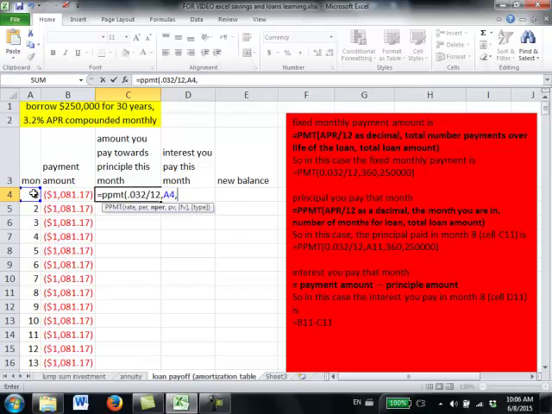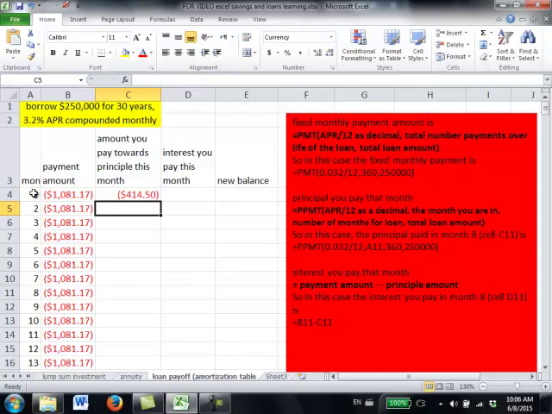And then I'm going to enter the number of months of the loan again, which is 360, and finally the total amount of the loan again, which is $250,000. And again, I press enter. It says during month 1, I pay $1,081.17, but only $414.50 of that actually goes to pay down the principal.